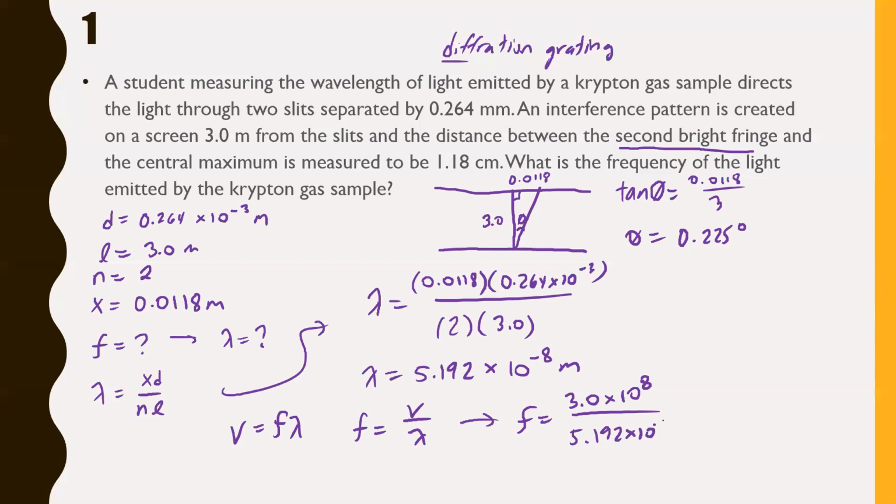5.192 times 10 to the negative 8. This is going to give us a final answer to just 2 sig digs, because notice this here was just 2 sig digs. Our frequency is therefore equal to 5.8 times 10 to the 15, and the units on that, of course, are hertz.